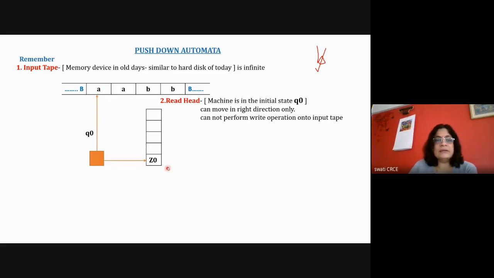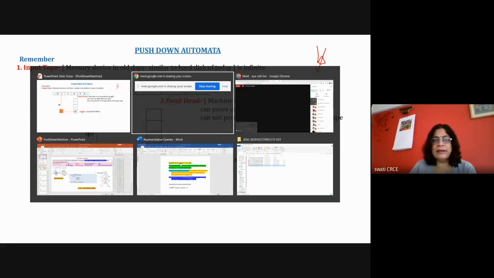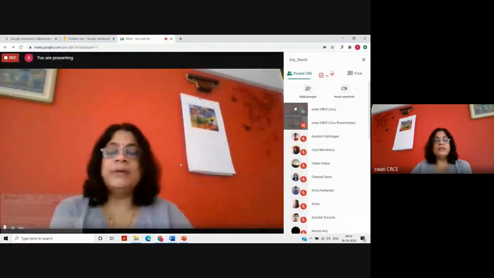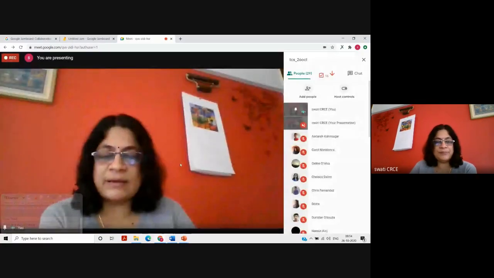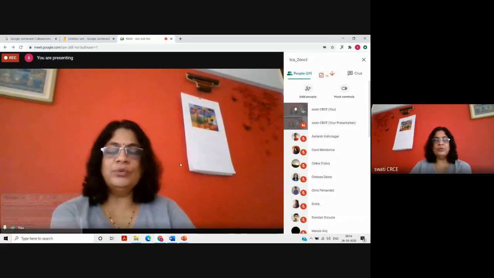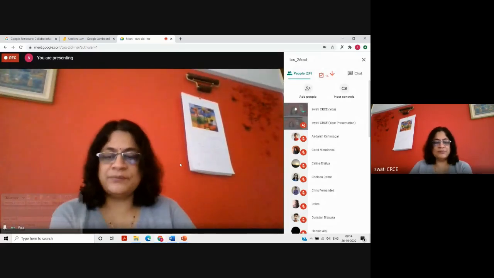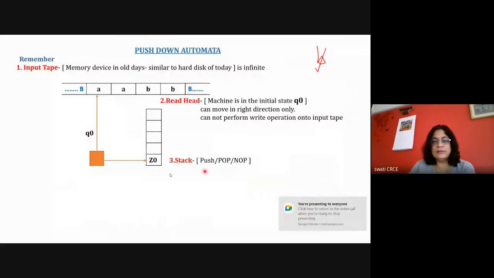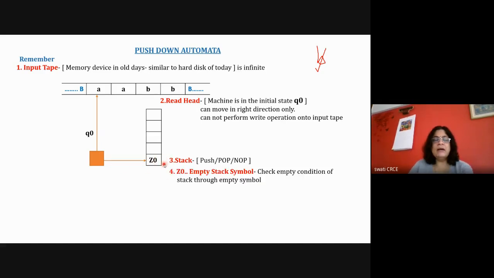And there is a stack, and on the stack we can perform push, pop and no operation. Push operation will insert an element into the stack. Pop operation will remove an element from the stack, and no operation will let you do nothing on the stack. So on the stack three operations are allowed: push, pop and no operation. By default there is a Z0 symbol, which is the empty stack symbol. The read head has another pointer which can read the stack.